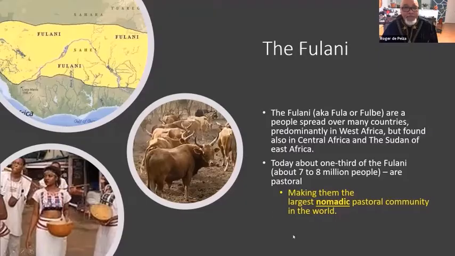Then, of course, you have the Fulani from Nigeria. The interesting thing about them, apart from the fact that they are pastoral people, a lot of cows and so on, is that right now you have about 7 to 8 million of them, forming basically the largest nomadic pastoral people in the world today. They are basically in the central northern half of Nigeria.